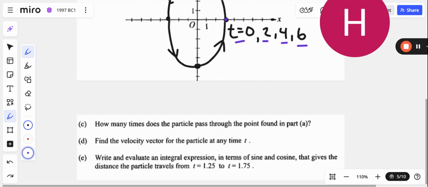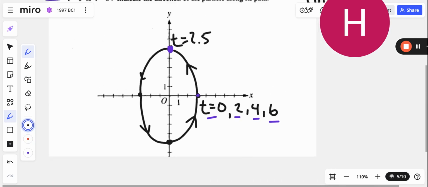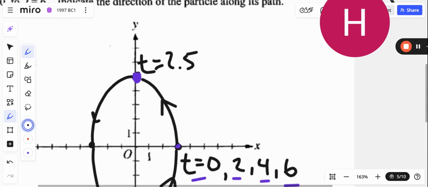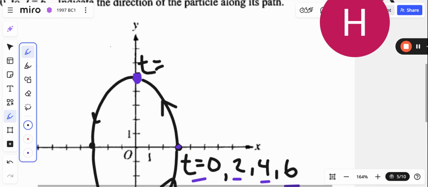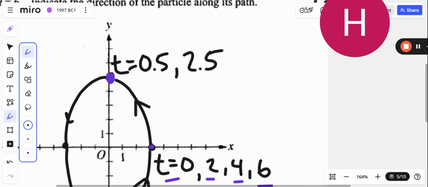Oh, part E. Did you find this easy when you did it? I wonder if you found this easy, since you're watching this afterwards. How many times does this particle pass through, so I just want to know a number of times, the point found in part A? Well, we know that it crosses, so let me relabel this. We know that it crosses at 0.5, because that would give us pi over 2. And then it crosses again at 2.5. And then it crosses again at 4.5.